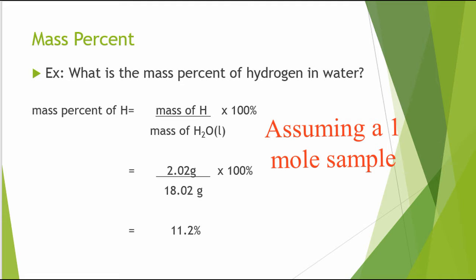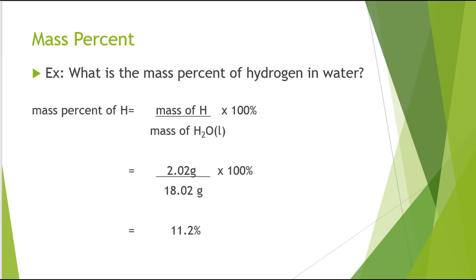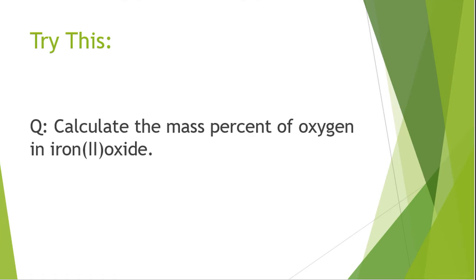The mass percent of hydrogen in water will never change. It will always be 11.2% of any sample of water due to the ratio of hydrogen to oxygen in the formula for water. Take a moment to try this practice problem and feel free to push pause on the video so that you can have time to work it out before you see the answer.